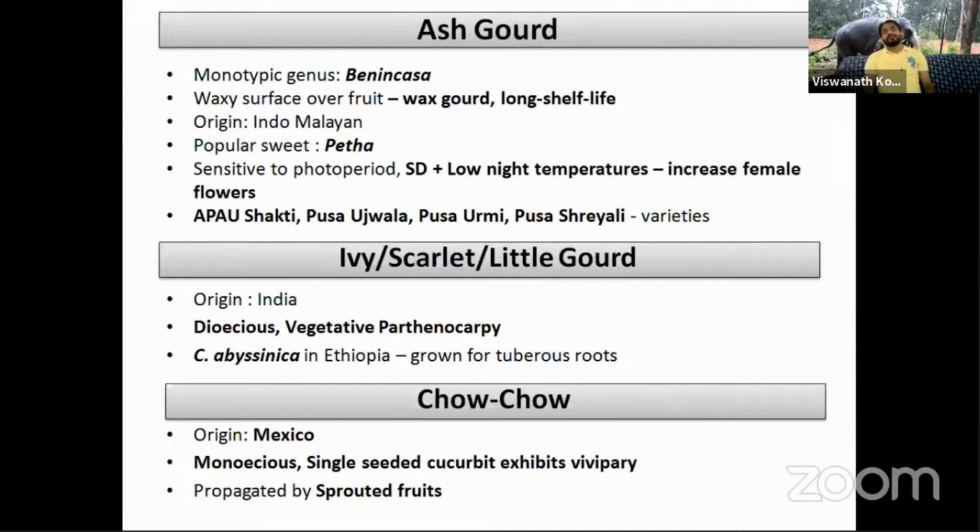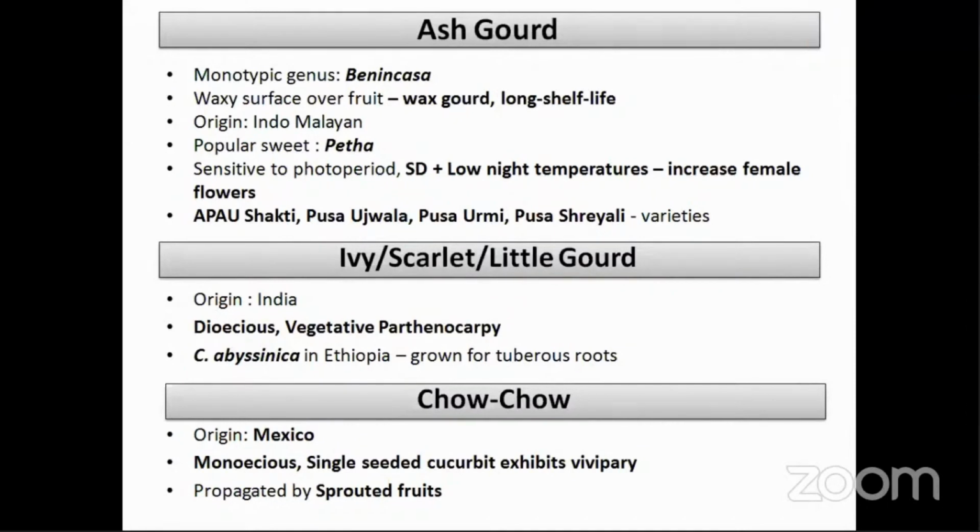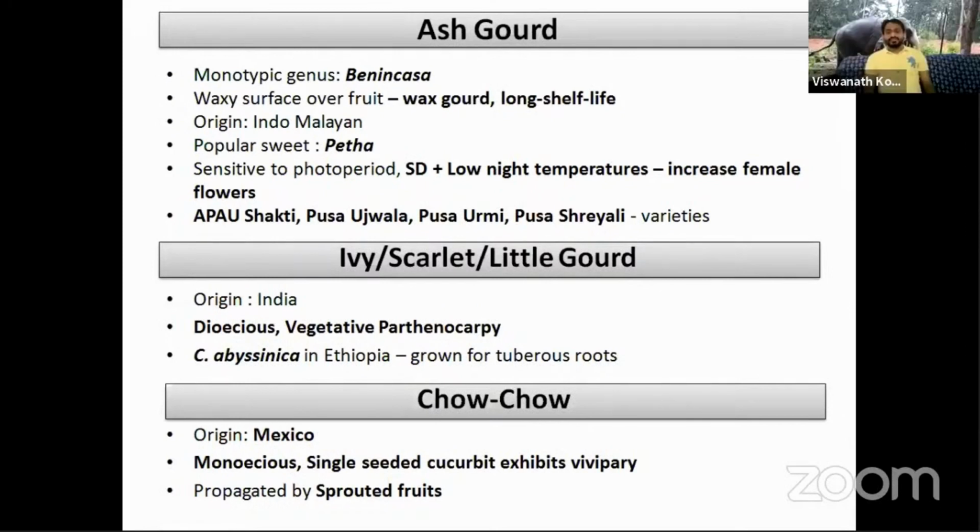If you see all the cucurbits, the fruits have more number of seeds. But in case of chocho, only one seed is present and it exhibits vivipary. What is vivipary? Vivipary means seed germinates in the fruit itself. When the fruit ripens, seed germinates in the fruit itself. So it is propagated by the sprouted fruits.